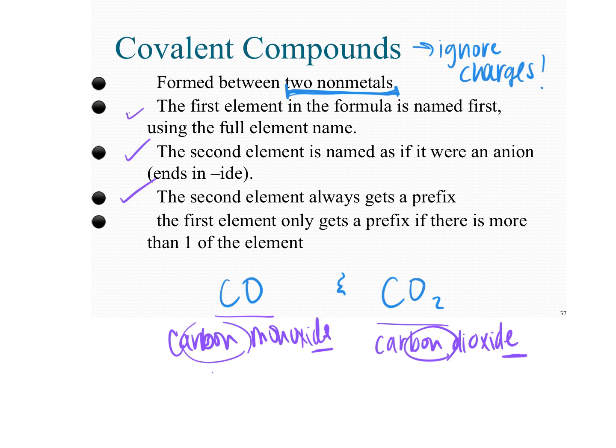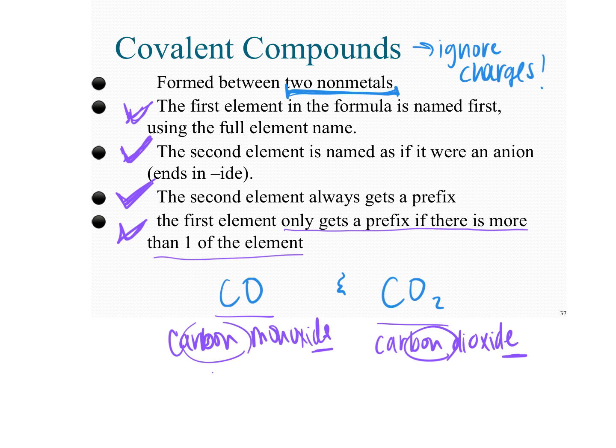Okay, so there's rule one. First element keeps its regular full element name. Second element ends in IDE. Second element gets a prefix no matter what. But the first element only gets a prefix if there is more than one of that element. So we don't call it monocarbon monoxide, right? We would just name it carbon monoxide. Okay, so there's the 4 rules that we have to fit in that apply to every covalent naming.